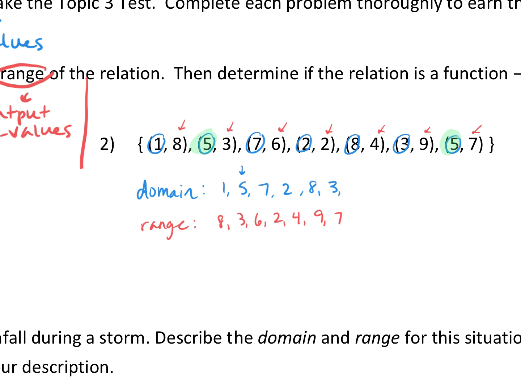So what's happening is we are inputting a 5 and our output is a 3. And then if we input a 5 and our output is something different, a 7, that's not how functions work. That is not a function.